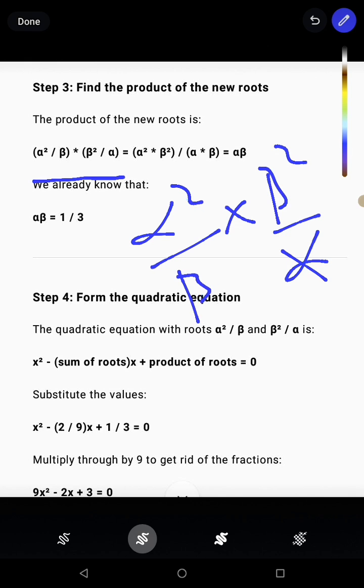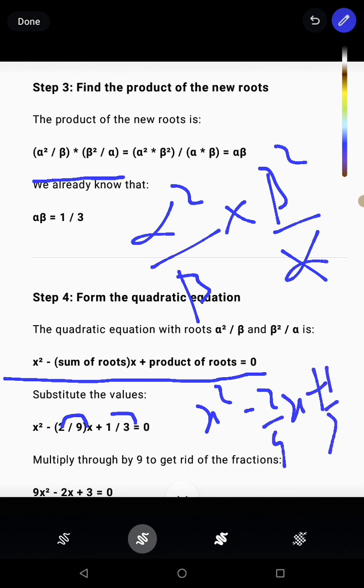Now, how do you get any equation at all? The standard rule for getting any quadratic equation, not cubic, not quartic, and all those higher degrees, but for any quadratic equation, once you know the sum of its roots and the product of its roots, this is the standard format to get the equation back. That's x squared minus sum of the roots times x plus product of the roots. The sum of the new roots we got was 2 over 9, and the product of our new roots is 1 over 3. So we substitute that, and we get x squared minus 2 over 9 x plus 1 over 3 equals 0.